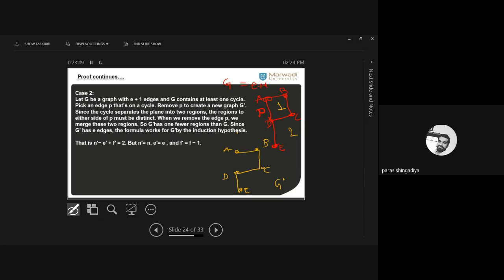Number of vertices are the same. That is, n is equal to n dash. Clear? Number of vertices are the same. And here let us first compare the faces.